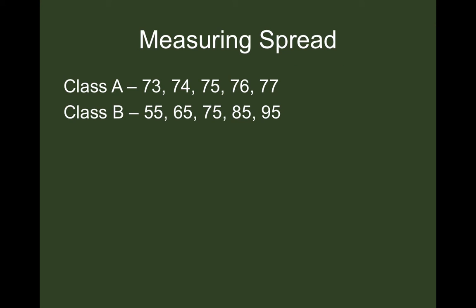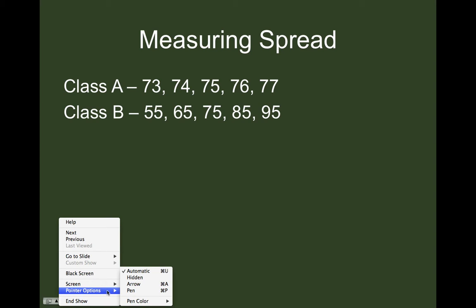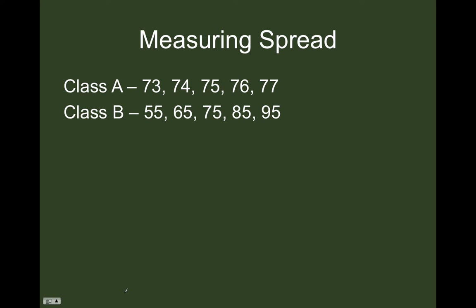What I have here is a couple of data sets, a couple of examples, and they're contrived to make a point. We have Class A with scores on, say, an exam or something like that of 73, 74, 75, 76, and 77. And Class B with scores of 55, 65, 75, 85, and 95. And let's think for a minute about how we might measure the center of these two data sets.